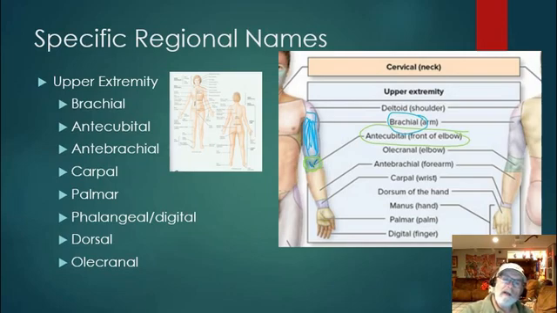Antebrachial. Antebrachial is this area out here. Ante means in front of or before. So ante, in front of the brachium. Brachium's there. It's in front of the brachium. So that's why they call it antebrachial. So the antebrachial region is the forearm. Okay. The carpal region is the wrist.